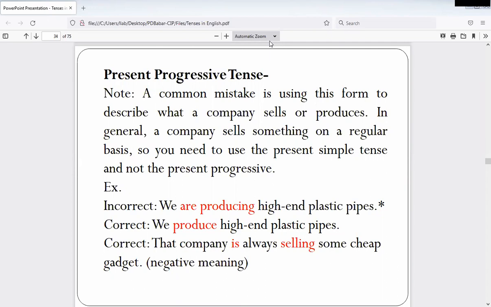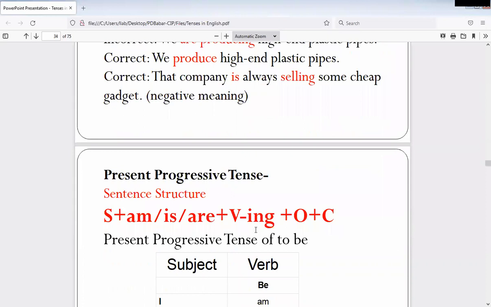Okay, so in the negative meaning we can say like this sentence. Okay, so this is the note.